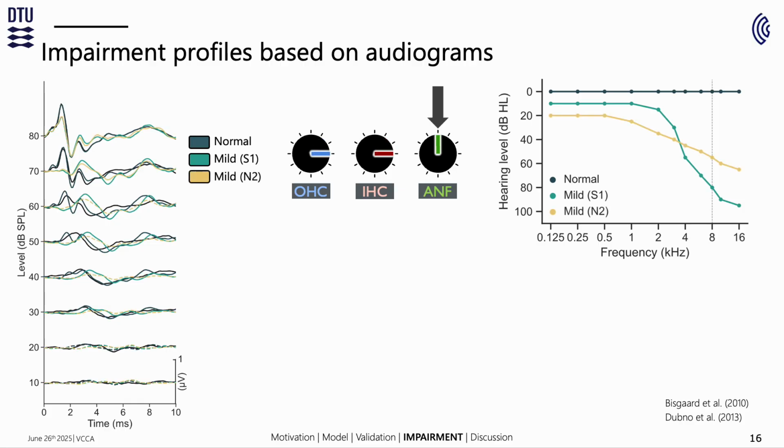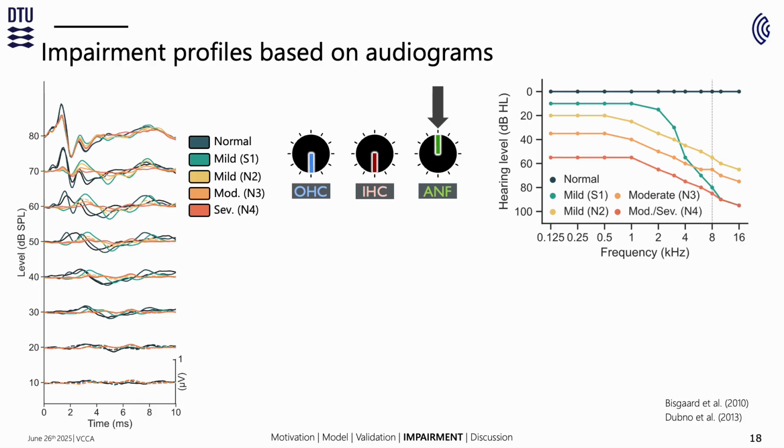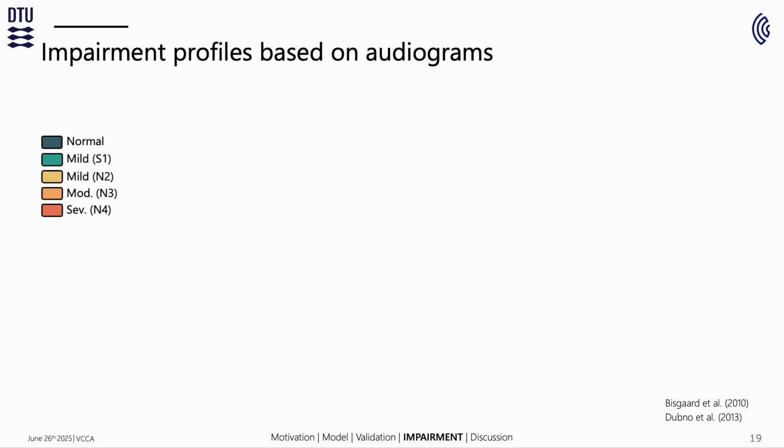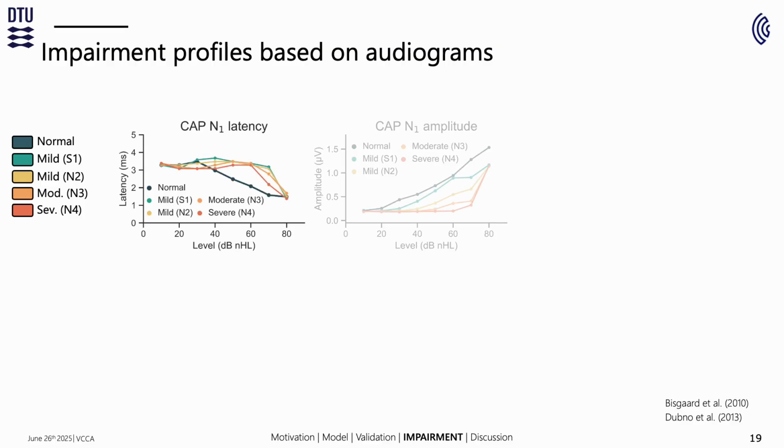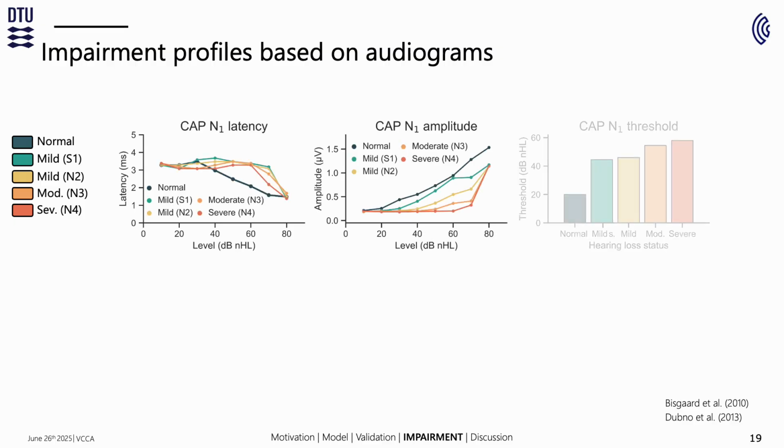With each of these profiles based on the audiograms, I can create on the left these auditory evoked potentials, in this case the CAPs at different levels. And as before, we can look at the latencies, the amplitudes, and we can also introduce a new metric, which is the CAP threshold at which it can be detected. And you can see this increases with severity.